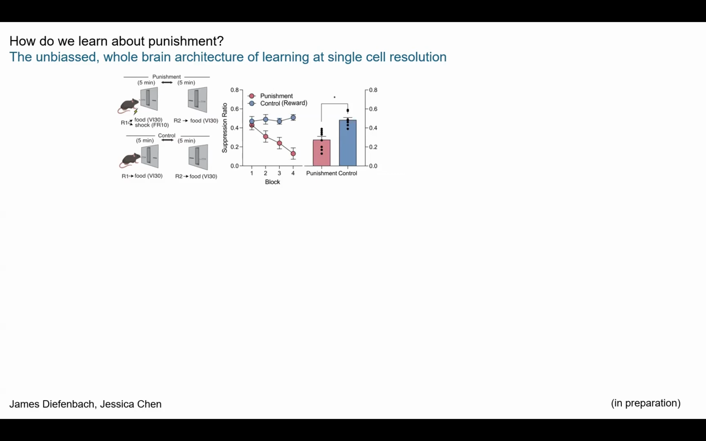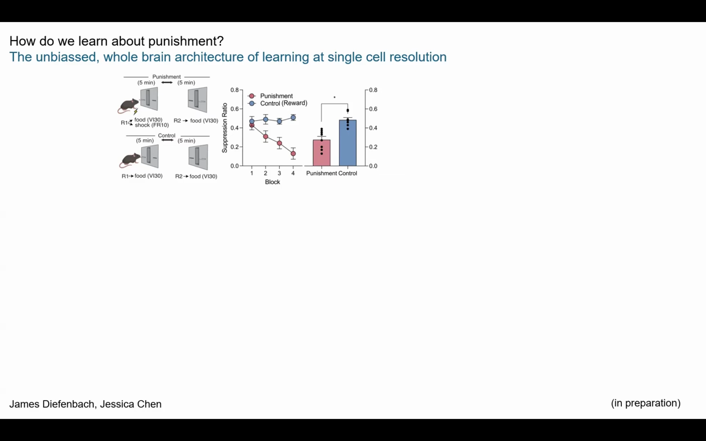This is across the 4 5-minute blocks. And it's a ratio of their lever pressing. As that ratio goes down, it means that they're selectively suppressing the action that's earning punishment. The controls continue on equally, responding equally on both levers, right? So they're learning to reduce the behavior that's causing shock.